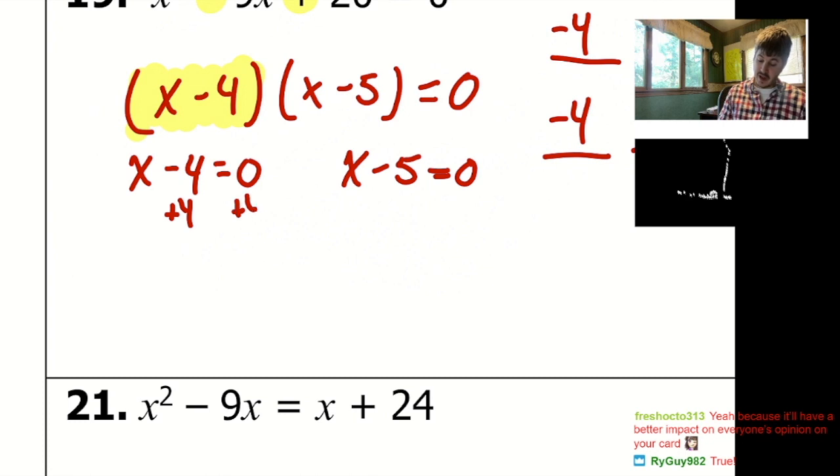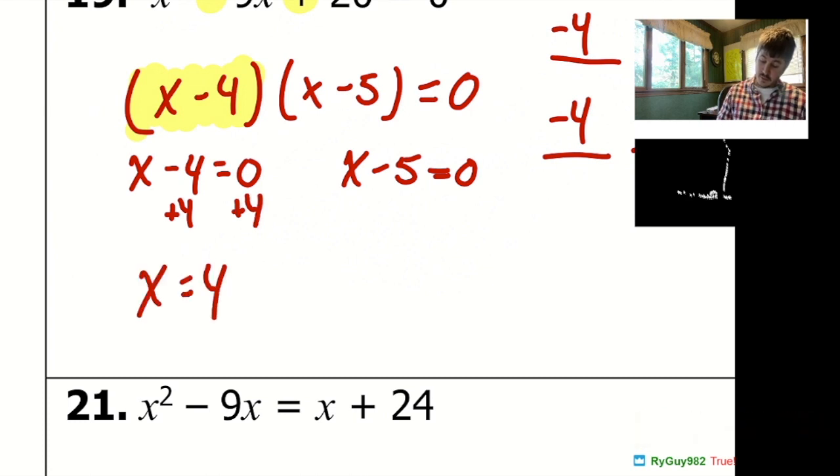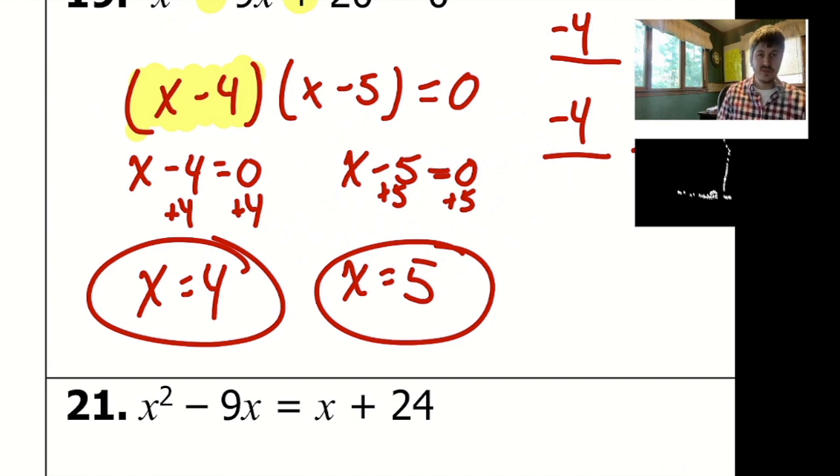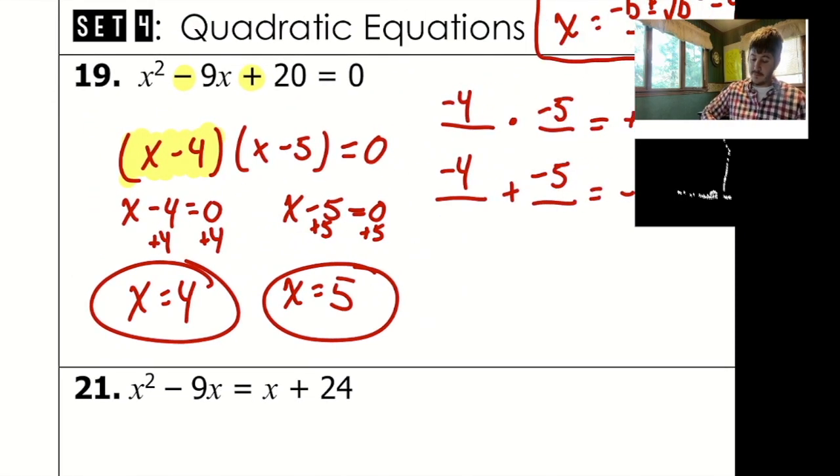Add 4 to both sides. You get x is equal to 4. And then for this one, x is equal to 5. You'll notice for the most part, the signs just got flipped. That's it. Which is most of the time what just happens. That should be nothing new. That should be something that you have done a whole bunch of times last year in algebra. Okay?